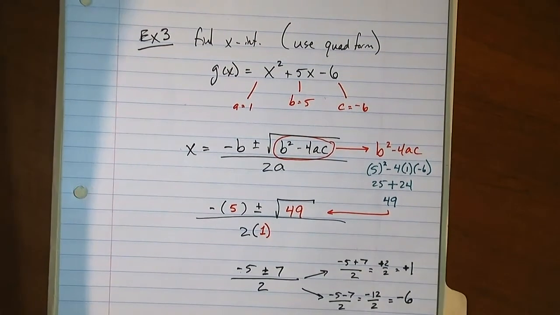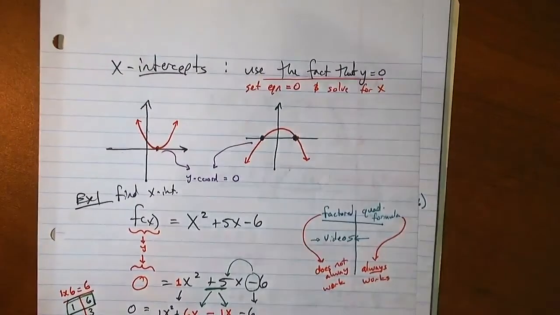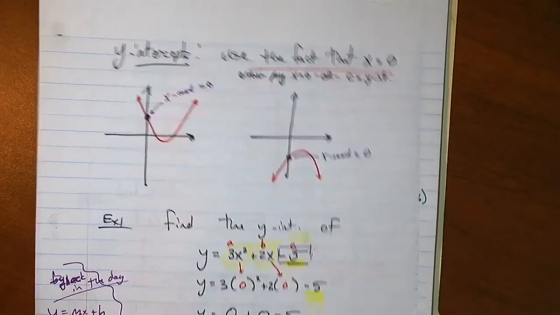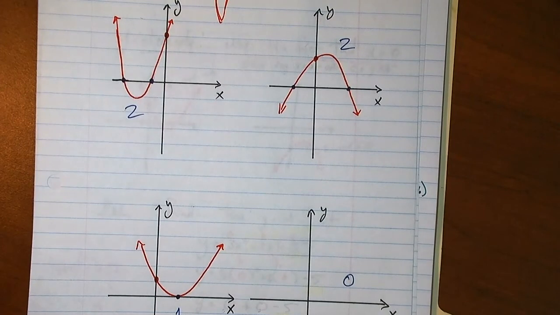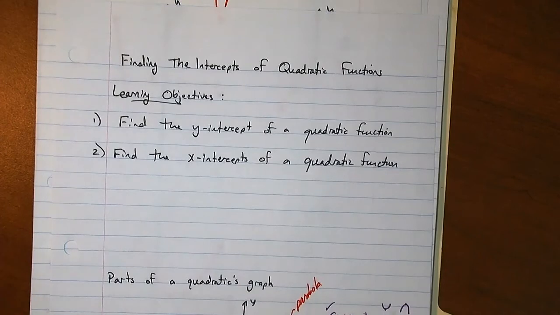So that is going to take care of this particular video. We've done 2 methods for finding x-intercepts. We've done 2 methods for finding y-intercepts. We talked about the fact that there would always be 1 y-intercept and there might be 0, 1, or 2 x-intercepts. And that takes care of the learning objectives for this video.